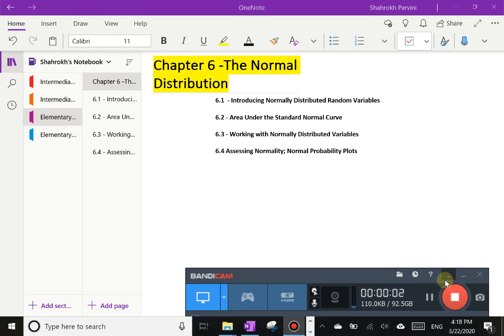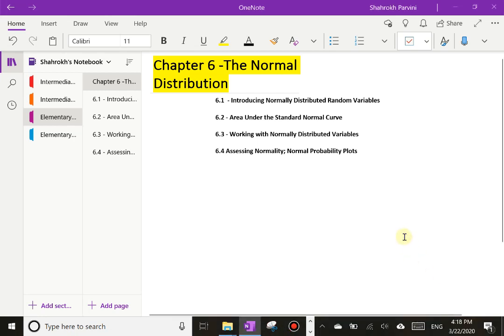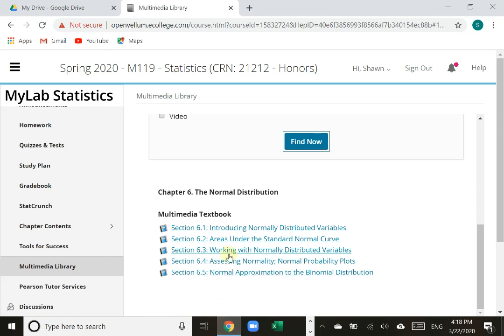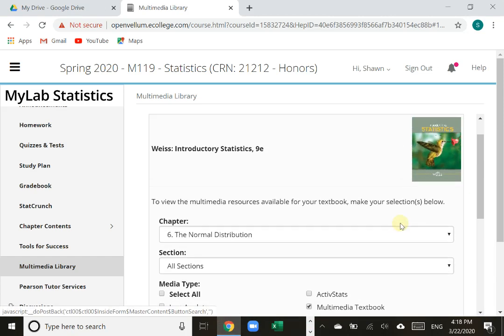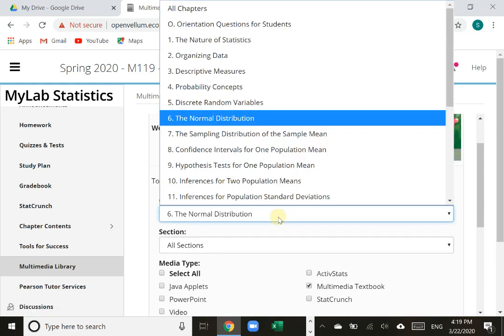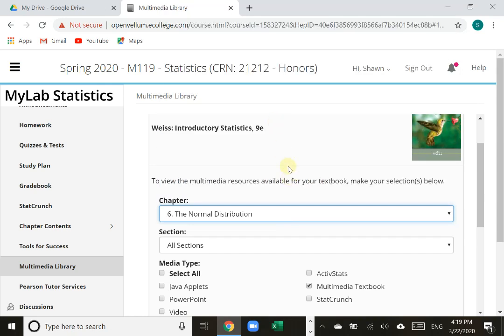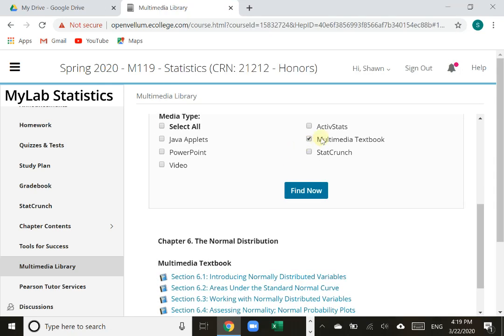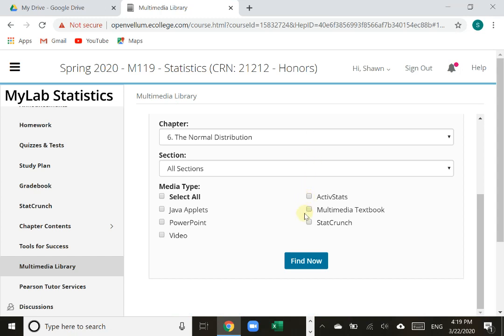Okay, so in chapter 6, we're going to talk about the normal distribution. Let me show you the page of the book that I'm looking at here. Of course, this is in MyMathLab, and you know how to go there. The way I went there again is once in MyMathLab, you go to Multimedia Library, and then I selected chapter 6. Then scroll down to multimedia textbook, and let me show you again.